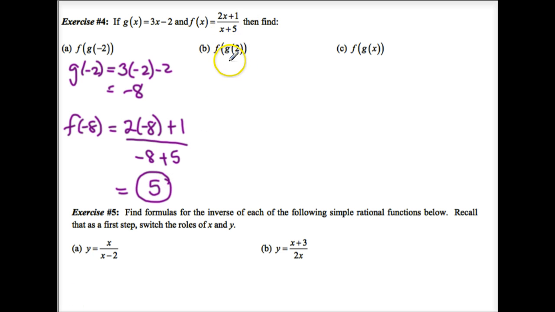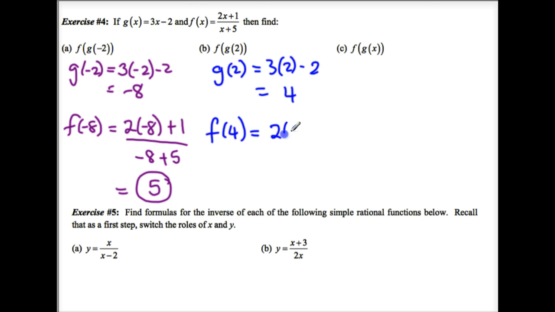Let's try one more. Remember, work on the inside first. So this is g of 2, which becomes 3 times 2 minus 2, which is 6 minus 2, which is 4. Now I want to find f of 4. 2 times 4 plus 1 over 4 plus 5. Put this all in your calculator, you should get 1. Remember, all we're doing, wherever we see x, we're just replacing it with those numbers.